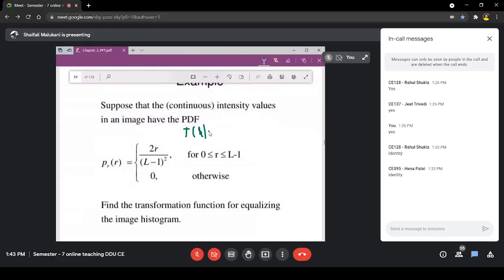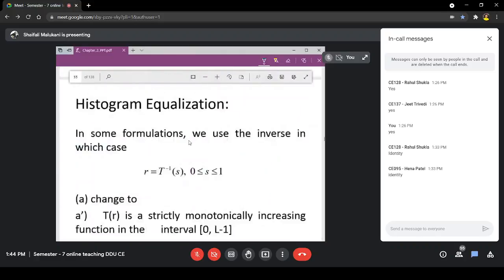T of R, how to obtain T of R? That is L minus 1 times the integration from 0 to R, but here the variable of the integral is W, so 2W divided by L minus 1 square, and this is dW. So R is given to me and I obtain T of R, that is my first step is completed.